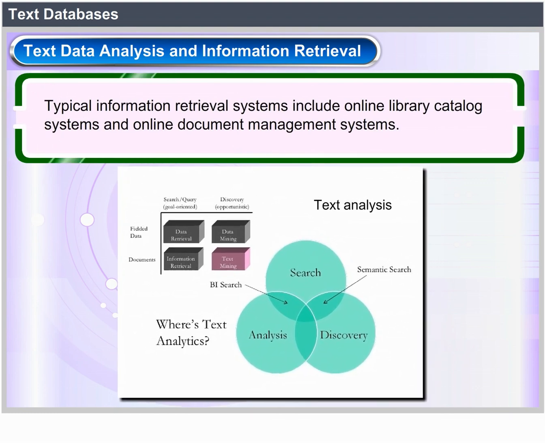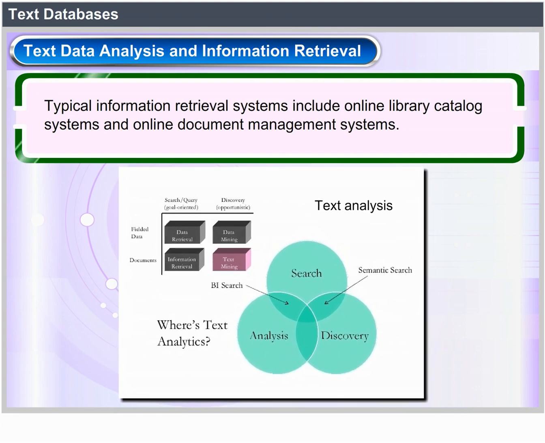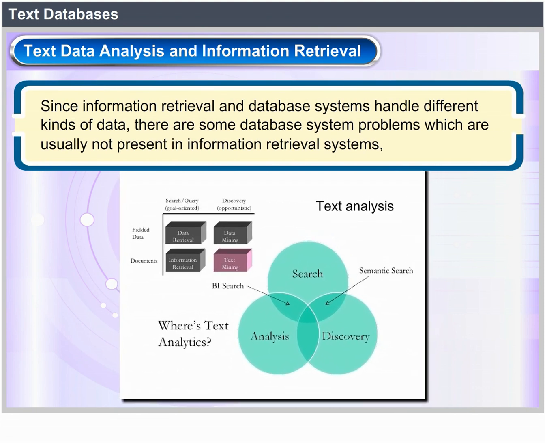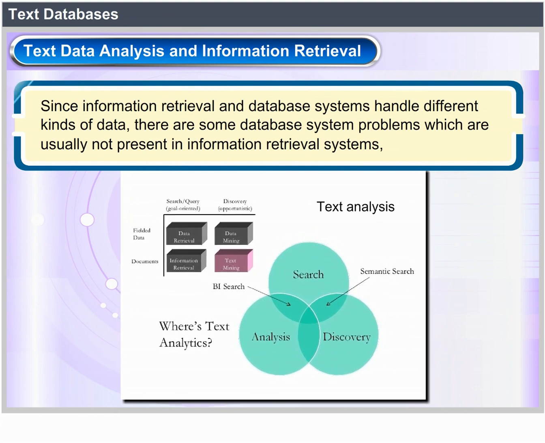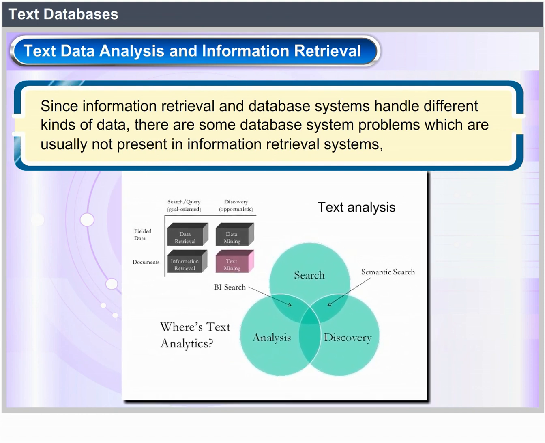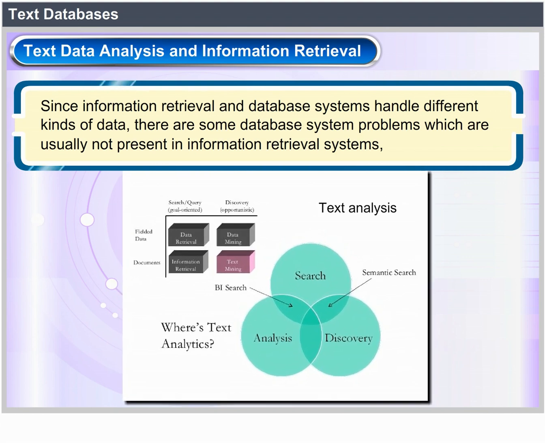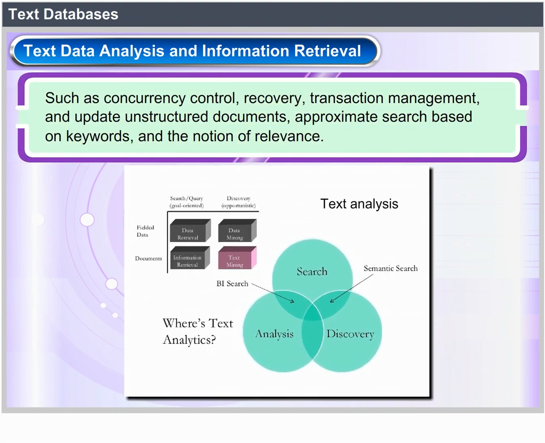Since information retrieval and database systems each handle different kinds of data, there are some database system problems that are usually not present in information retrieval systems, such as concurrency control, recovery, transaction management, and update. There are also some common information retrieval problems that are usually not encountered in traditional database systems, such as unstructured documents, approximate search based on keywords, and the notion of relevance.